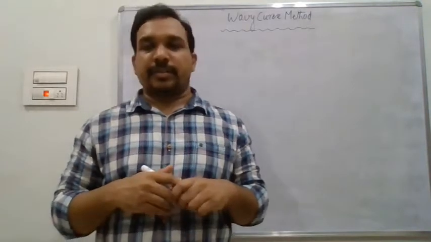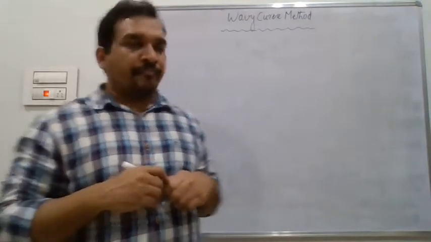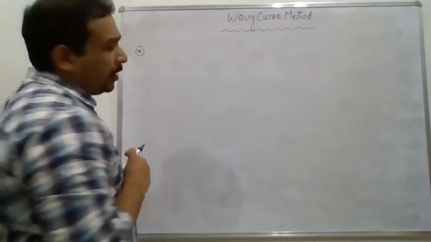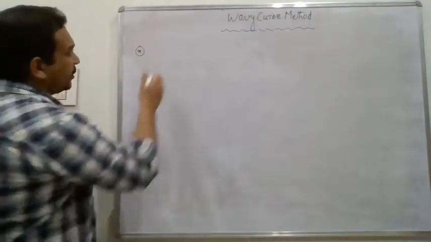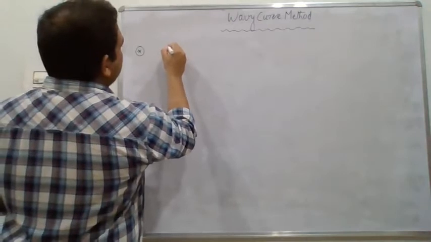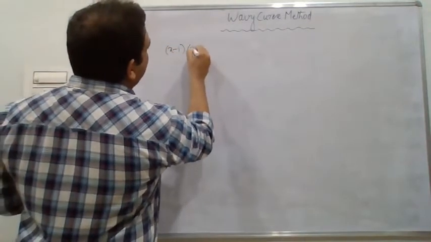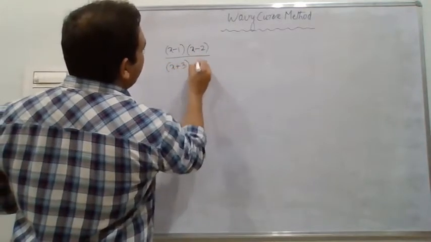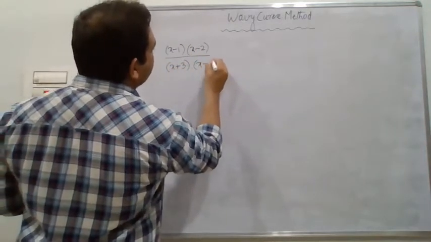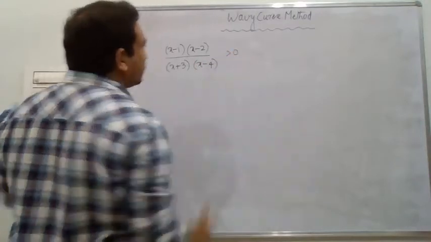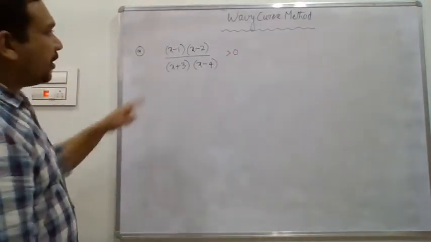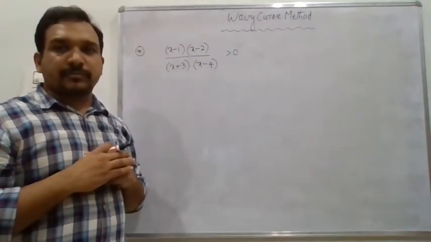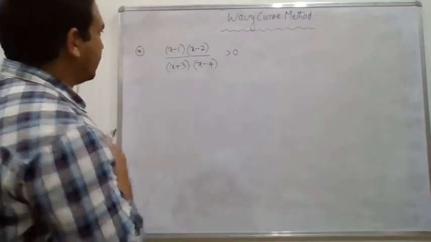Today I am going to teach the wavy curve method. We'll take one example, and with the example I'll explain it. First, (x minus 1)(x minus 2) by (x plus 3)(x minus 4) is greater than 0. Find the x values for which this total expression is always greater than 0. This is the question. So how to solve this?